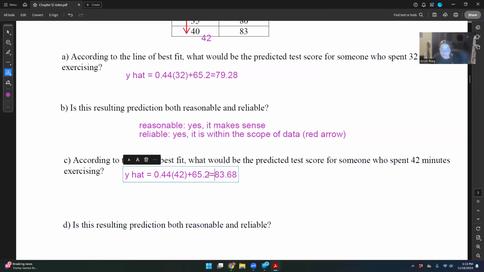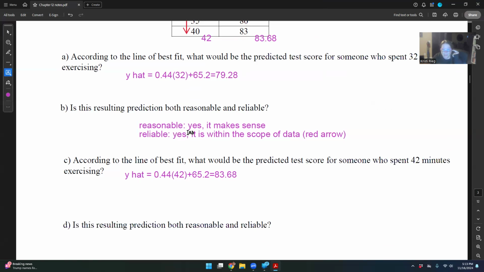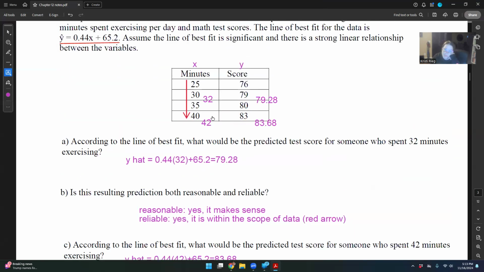Not minutes, what is that? That's the score on the test. 83.68, just to see where it lands on the table. Okay. Is this, I'm going to write this down here, but I want to look at the table first. Is this number reasonable? If I work out a little more than 40 minutes, will I get a little higher than 83? Yeah, it's reasonable. It feels okay.